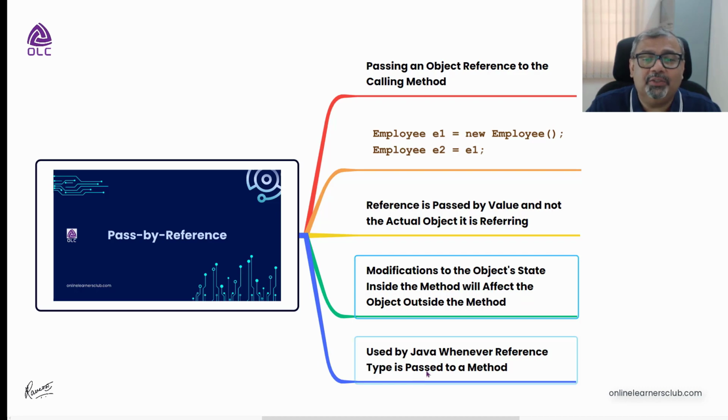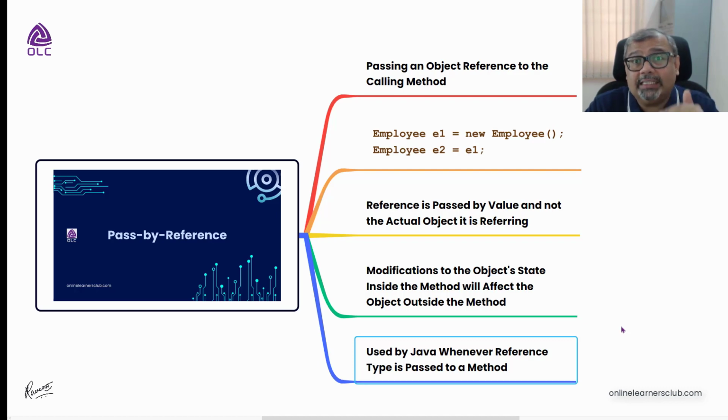And this is what Java uses whenever a reference type is passed to a method as an argument. Keep that in mind. Whenever you pass an object reference as an argument to a method, a copy of that reference is passed, but both are pointing to the same object. This is a very important concept which is known as pass by reference in Java. To illustrate this, let us go ahead and look at our example.